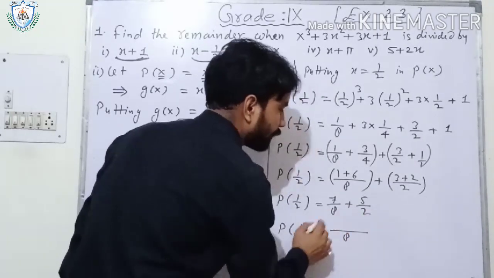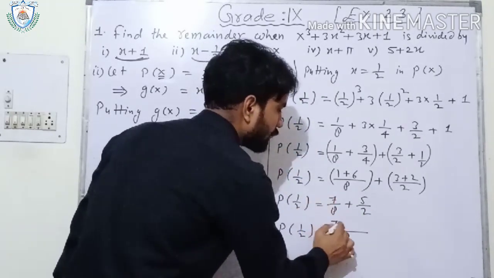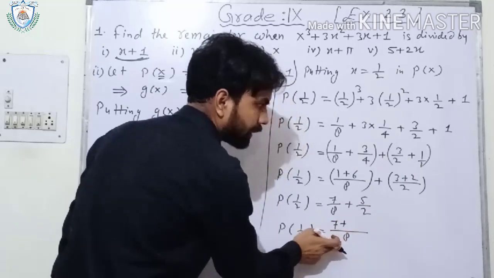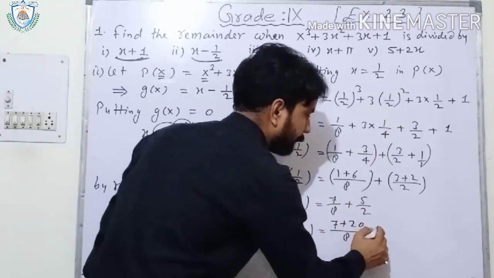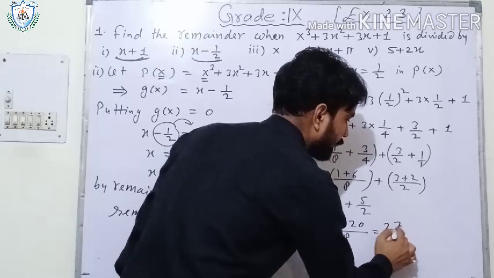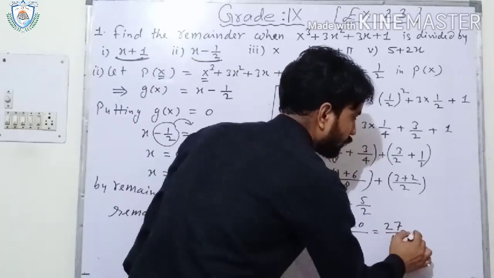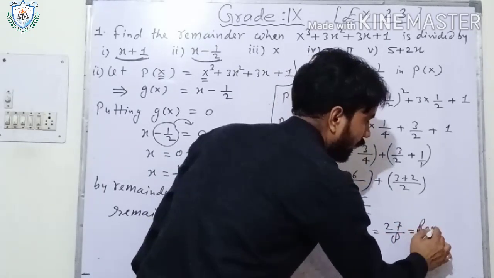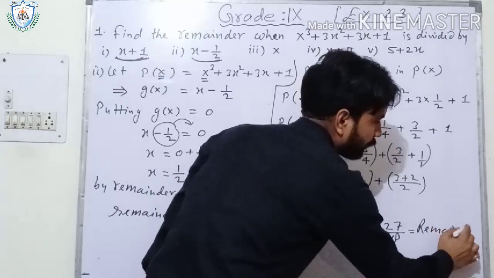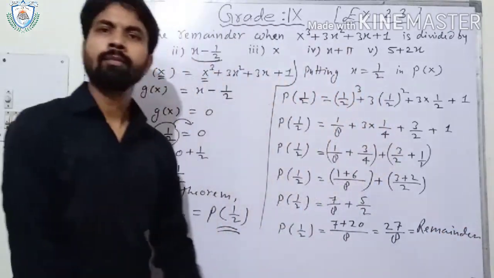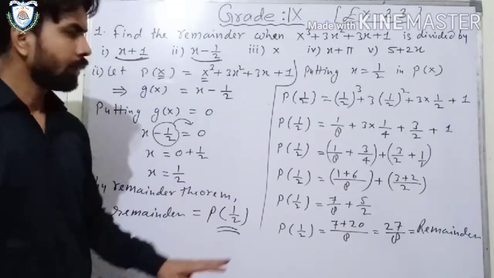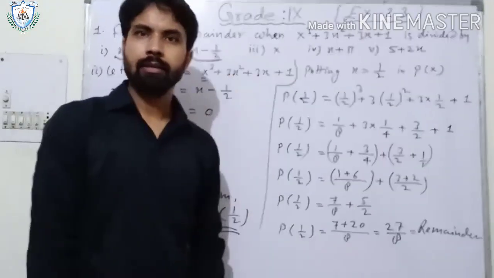Now P of 1 by 2 equals, with 8 and 2, the LCM will be 8. So 8 ones are 8, so 7 ones are 7. 2 fours are 8, so 4 fives are 20. That is 27 upon 8. So this is our remainder. Clear? The process will remain the same. So this is our remainder. Understood?